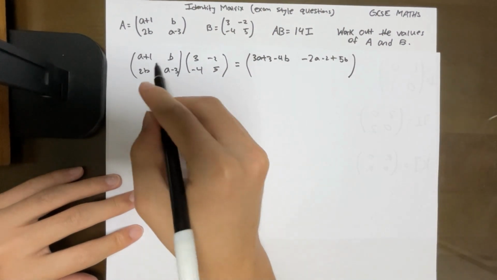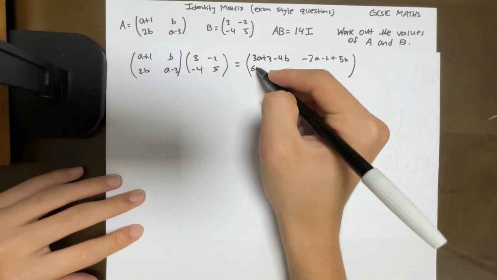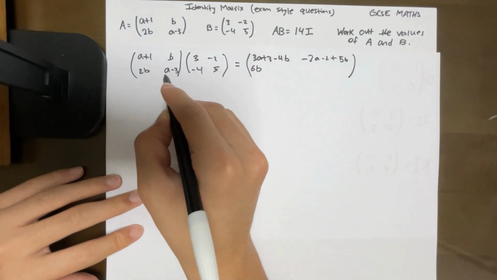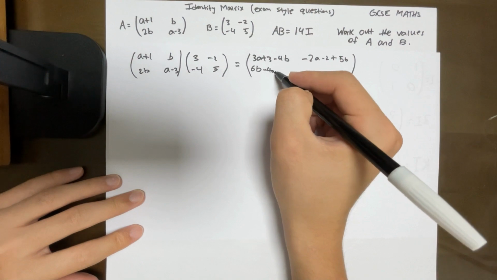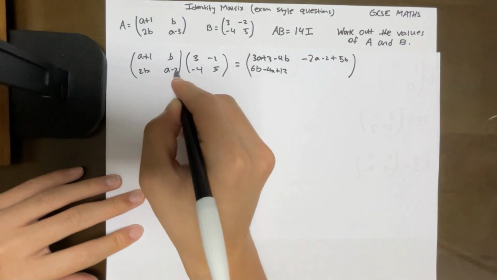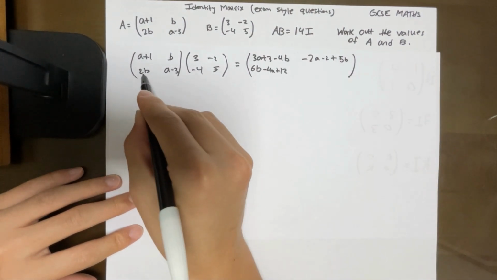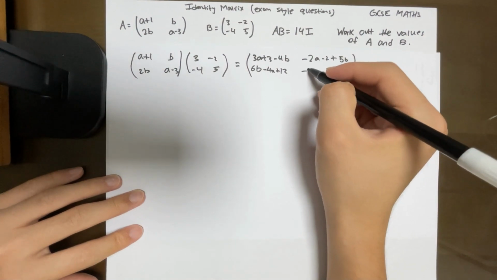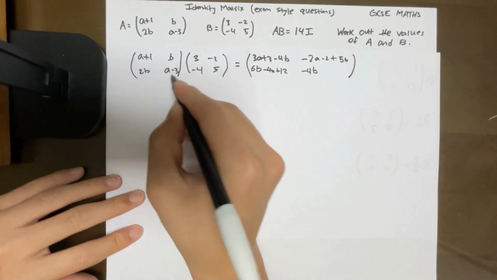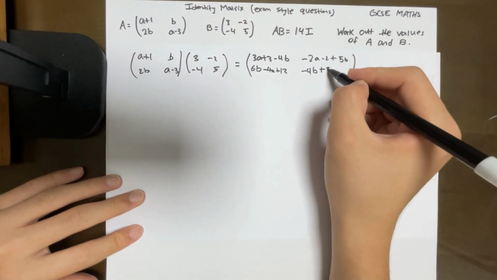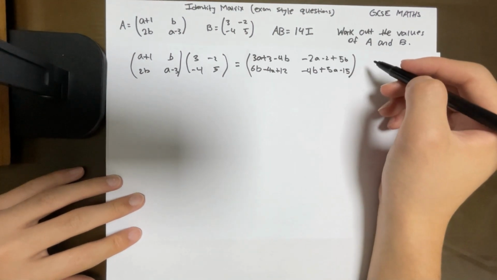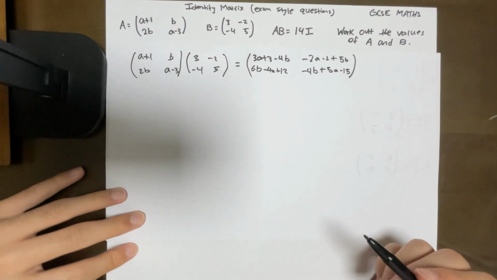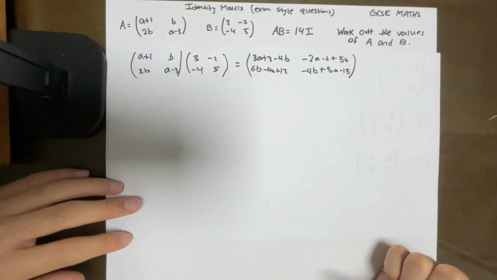Close the bracket. 2b times 3, 6b. a minus 3 times negative 4, so minus 4a plus 12, because remember, a negative and a negative makes a positive. 2b times negative 2, minus 4b. a minus 3 times 5, plus 5a minus 15. And I don't think there's anything we can simplify with this.